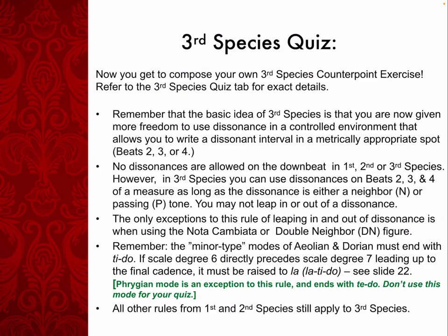This is where you get to be creative and compose your own third species counterpoint exercise. I prefer to think of this not as composition torture, but rather as a fun game. It's really a game, and it's a lot of fun to try to write one of these out. It's like a puzzle game, okay?